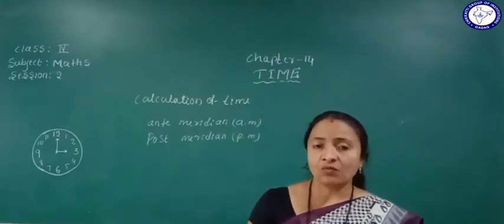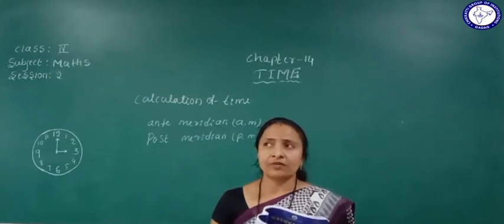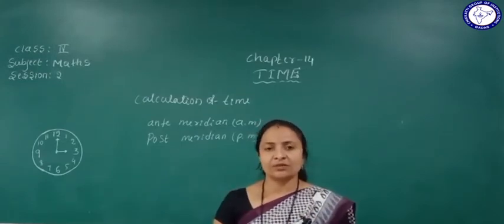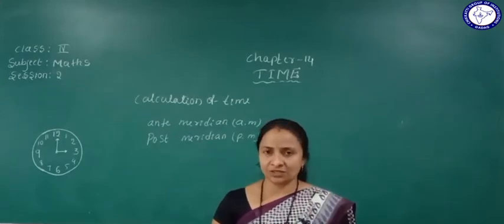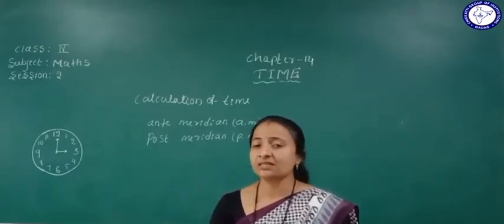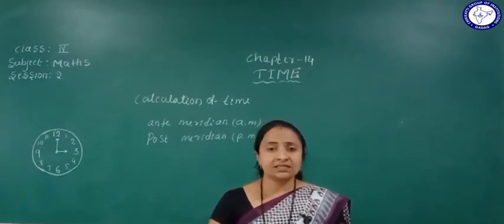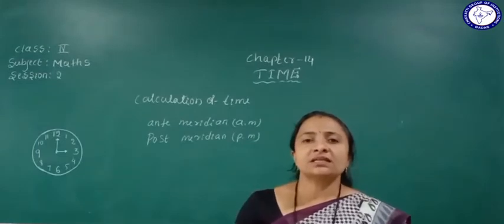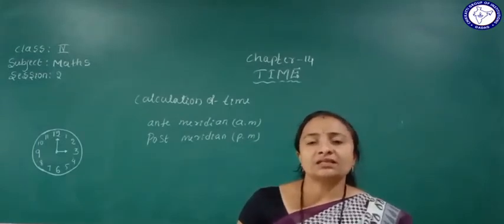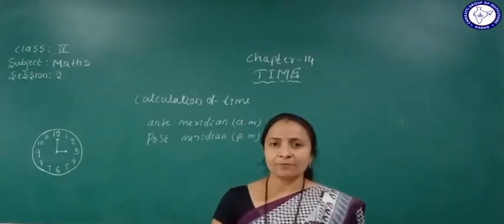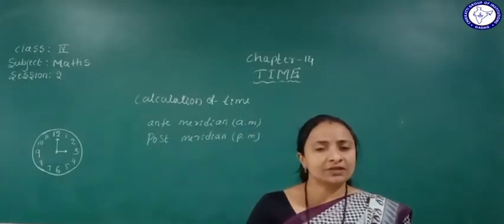What you will do, for example, I'll tell you about one of the students. His name is Abhishek. His daily activities: at 6 o'clock in the morning he gets up. 6 o'clock means 6 a.m. Next, at 6:15 he freshens up and comes back. So next is 6:15 a.m.